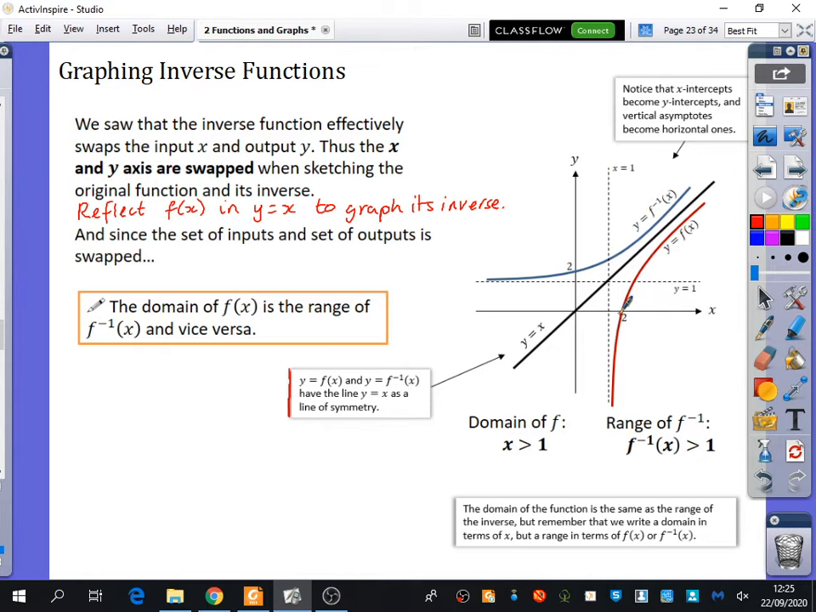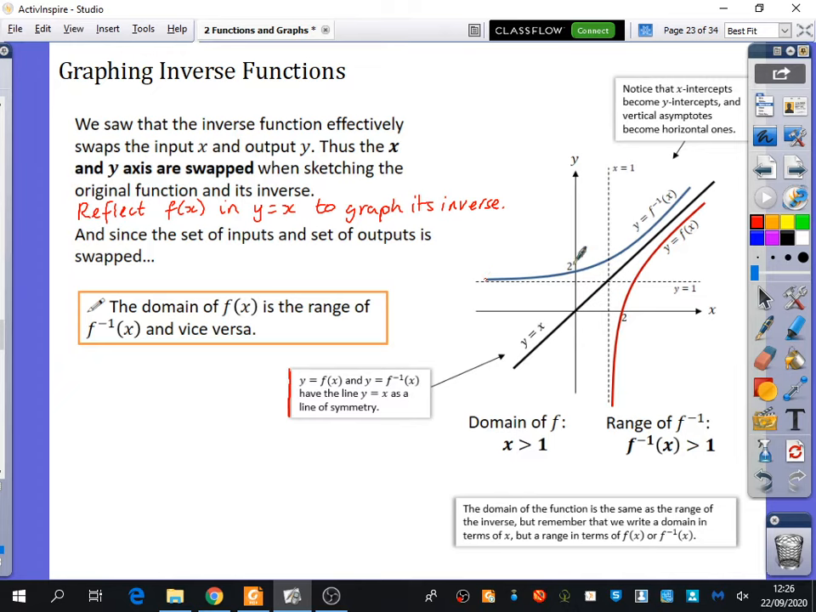There are some other things that happened as well. The domain of this particular graph that I've got here, it only works for values of x that are greater than 1, and that's because of the asymptote that x is equal to 1. So the domain of f is that x is greater than 1. What that then corresponds to is that the range of the inverse function is greater than 1. What's the feature of the blue graph that shows me that the range is greater than 1? Yeah, it's the asymptote, and the range is the y-axis.